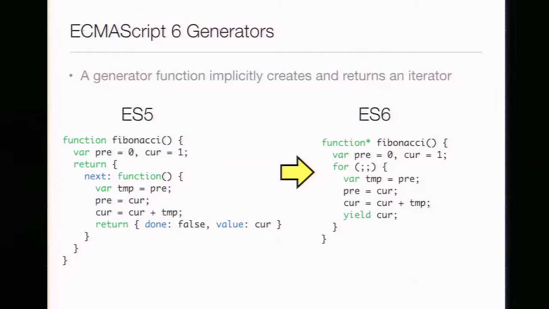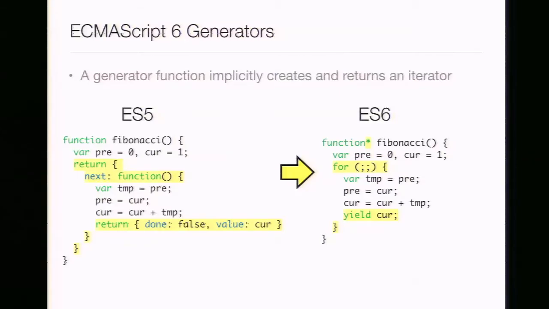So the flip side of iterators is an abstraction called generators, and there's a lot of influence here from Python. So what is a generator? Well, it helps you write functions that return iterators. And so over here, I've taken the generating function of Fibonacci in ECMAScript 5, and I rewrite it in ECMAScript 6.